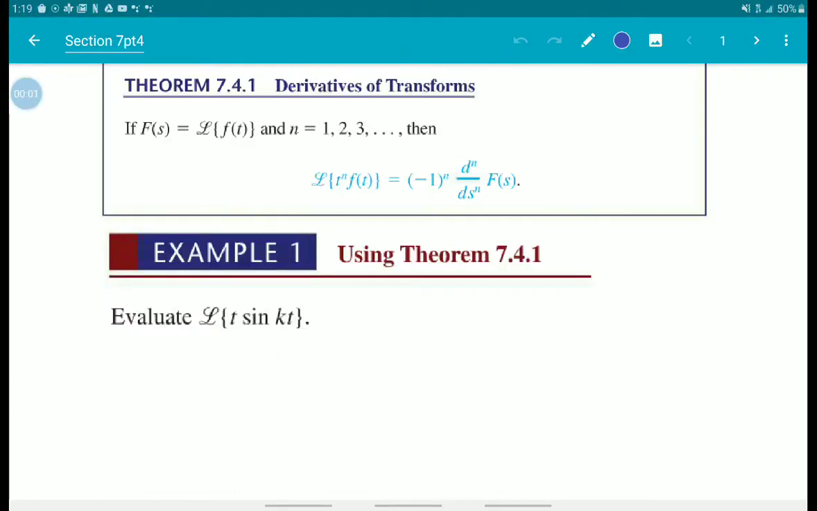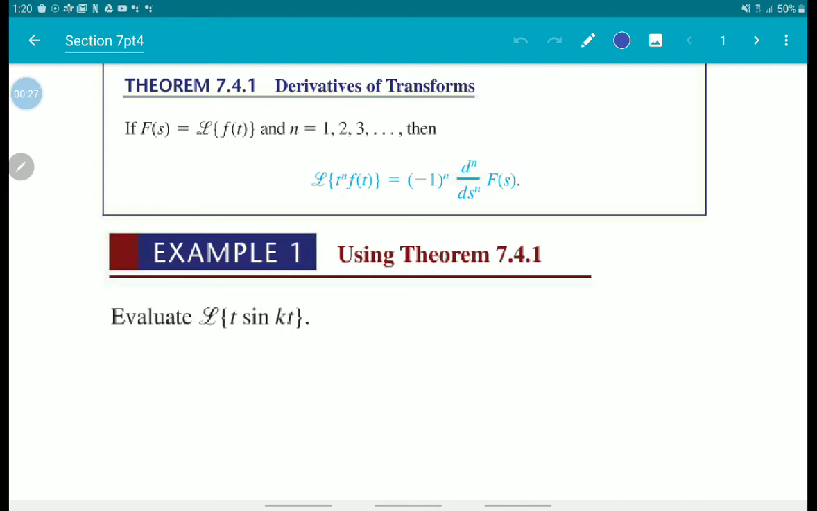So we're going to finish chapter 7 with just a few more theorems. So theorem 7.4.1 looks at derivatives of transforms. Let's say we want to take the Laplace of t to some power times f of t. Well, that's going to require us to take a derivative of a Laplace transform of f of t. And how many derivatives we take really depends on that exponent.